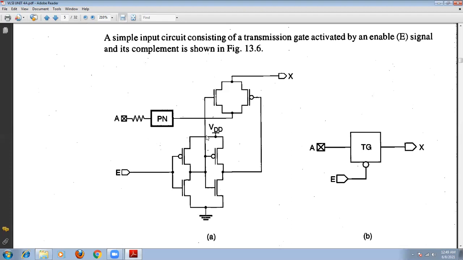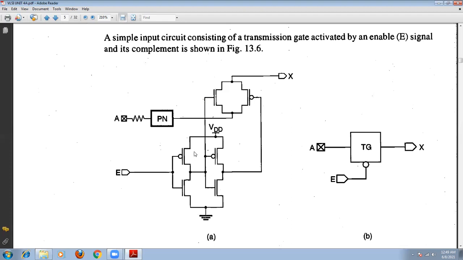This is the transmission gate structure, and here we have to consider A and A bar. Instead of A, it is the enable signal, so this is E. We are going to give E here and E bar. When E is 0, what happens now here?